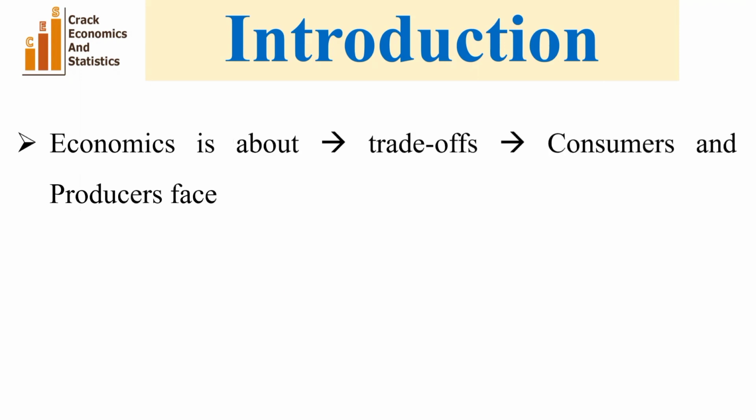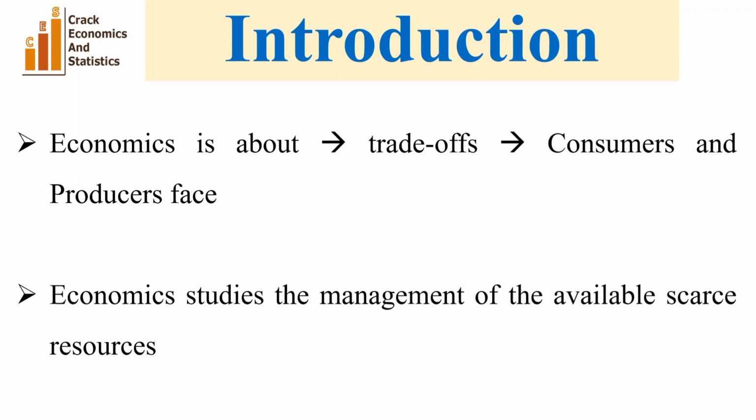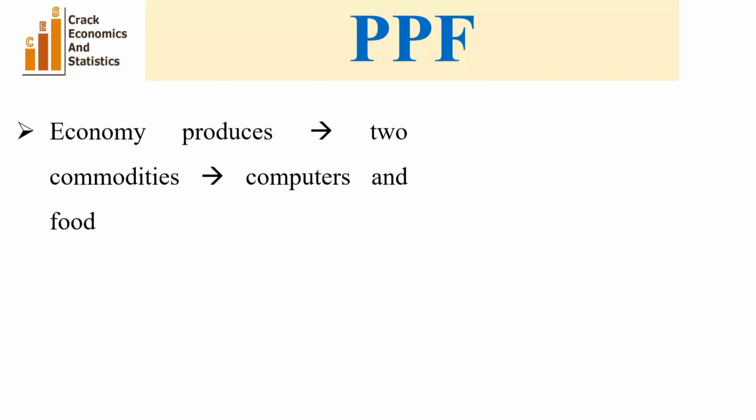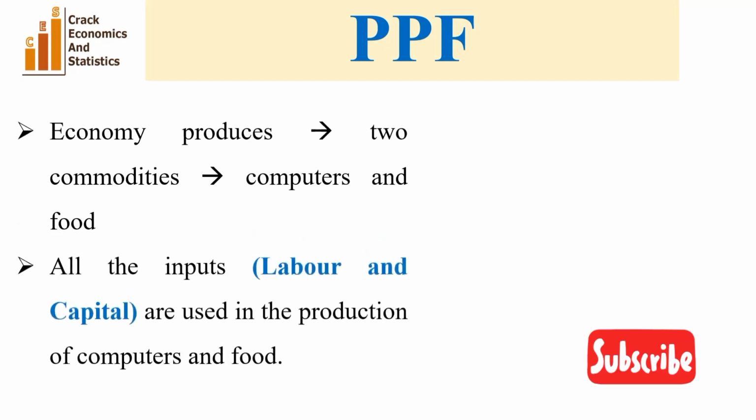As we know, economics is about the trade-off that consumers and producers face. So basically, economics studies the management of the available scarce resources. Let's assume that the economy produces two commodities, computers and food, and all the inputs, that is labor and capital, are used in the production of these two commodities.